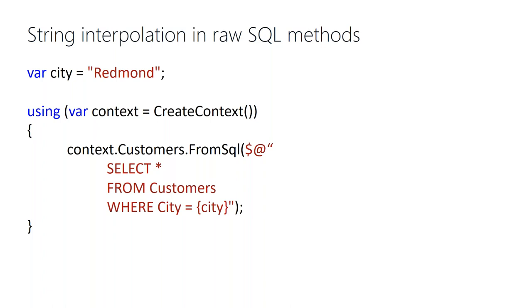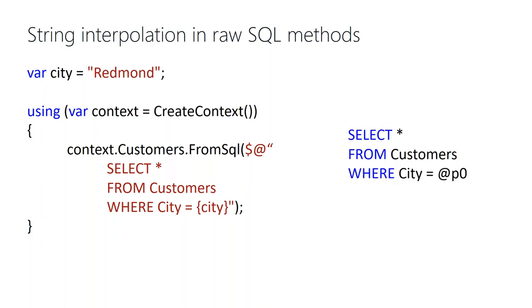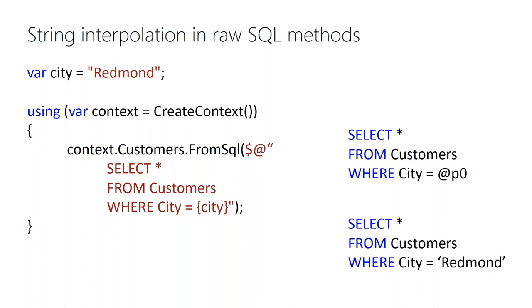So in my raw SQL method, I just say select star from customers where city, and then I have this city, and the city matches the variable from above. What this will do, behind the scenes, is create a parameter in my SQL statement that would be sent back to the database server, say SQL Server. And in the end, I'm going to have a select statement that has that parameter replaced with Redmond. So this is nice because I can set this up, and this also will not be affected by the dreaded SQL injection bugs. So they're a little safer. These raw SQL methods are a little safer to use.